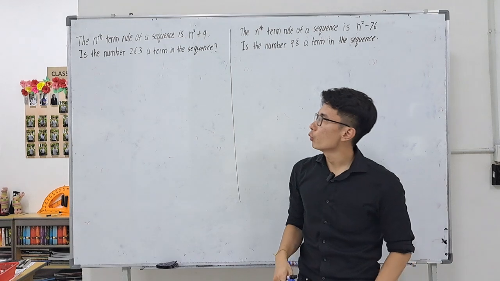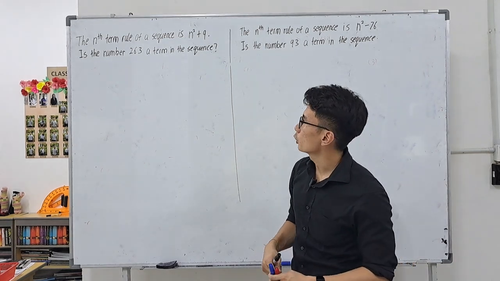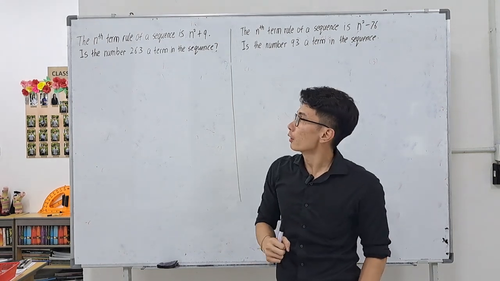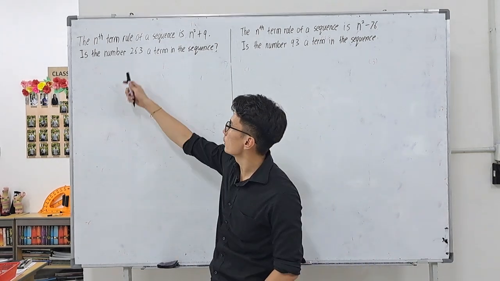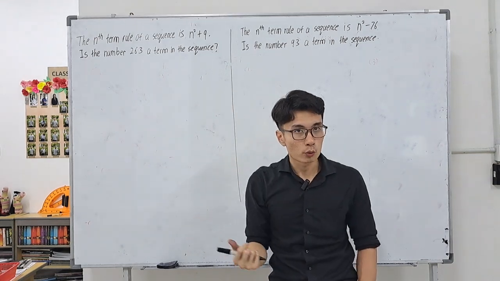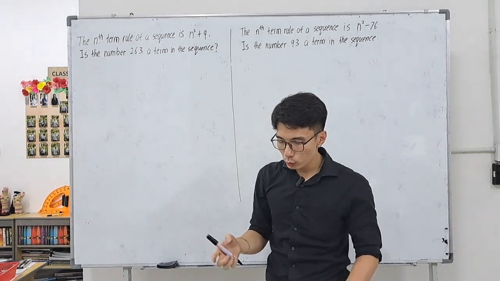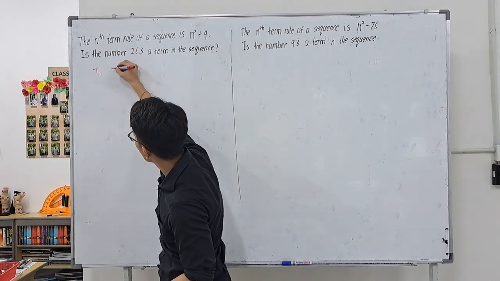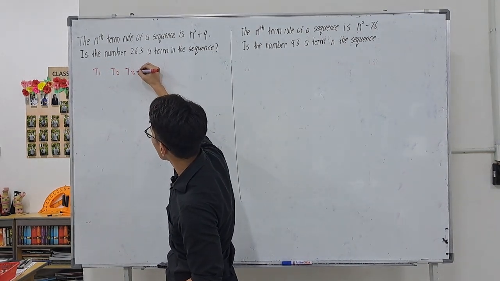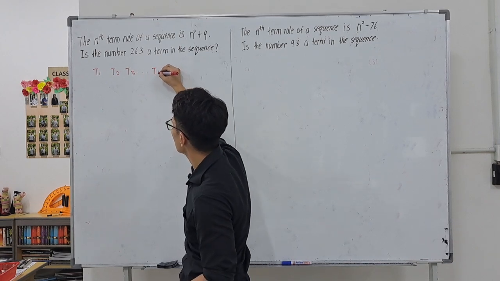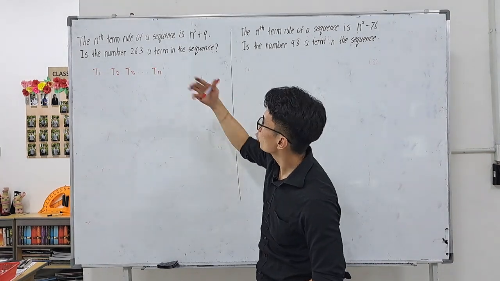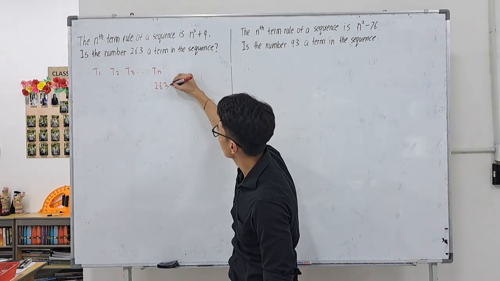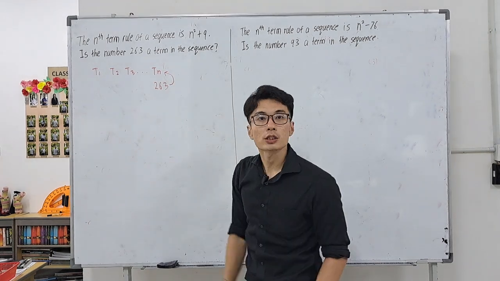Okay, I have two questions over here which I'm going to discuss. So I have a sequence and I give you some n term rule over there. I'm trying to ask, is this number a term in this sequence or not? When we're talking about sequence, you know that we always have term 1, term 2 and term 3, and of course the term that we are interested in. We are trying to show, is this number 263 a term in this sequence?